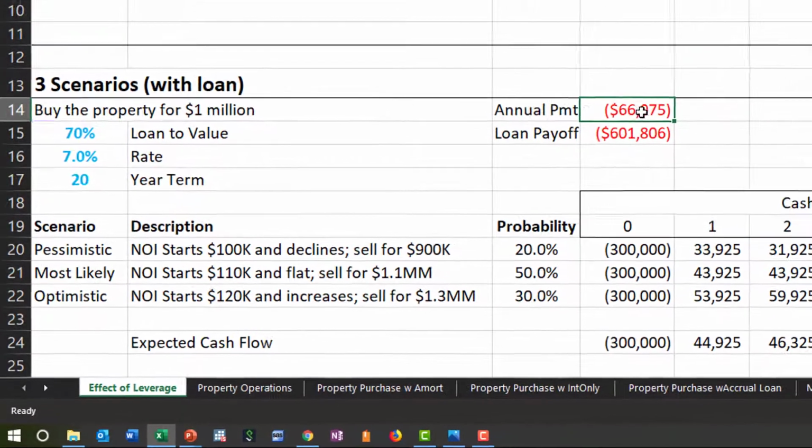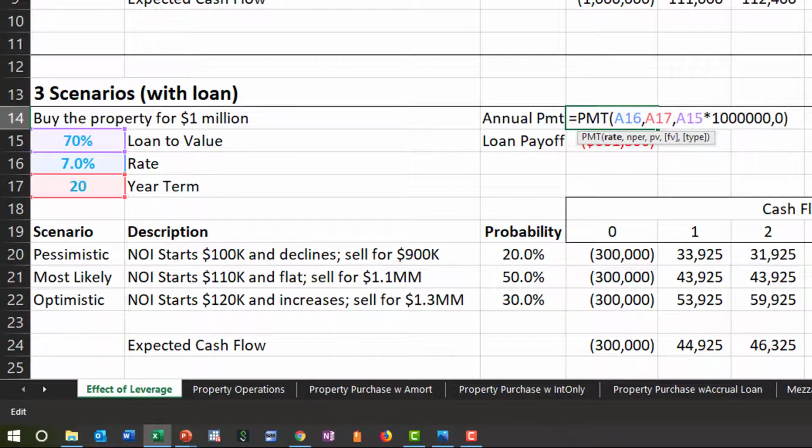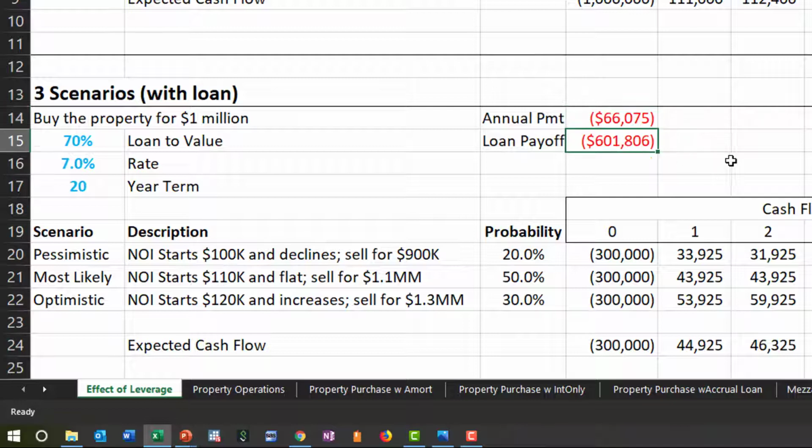So I'm going to show you the annual payments. We've got all of those pieces, and we assumed annual payments. This is a little bit kind of weird. Normally we would get monthly payments and then annualize them, but just for simplicity, I treated this as 20 periods with a 7% annual periodic rate. And so we come up with this annual payment of $66,000. And a loan payoff, once we sell the property, of course, we have to pay off our loan.